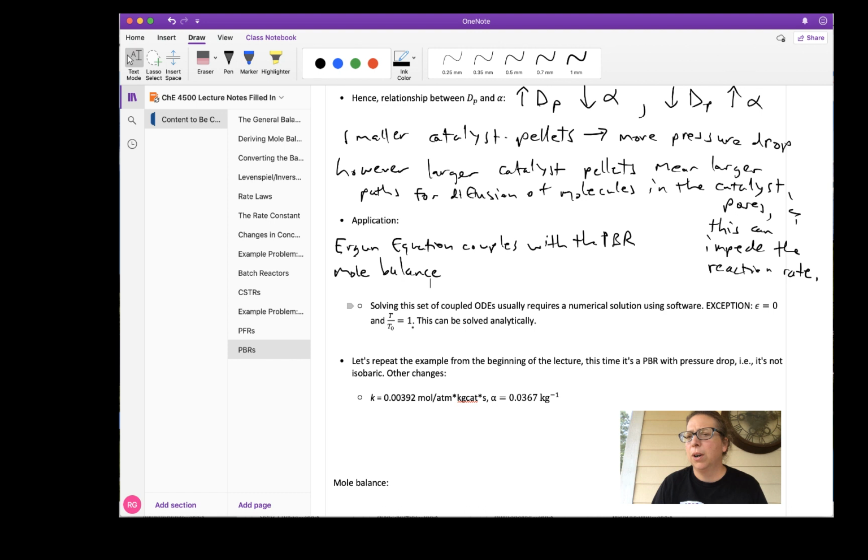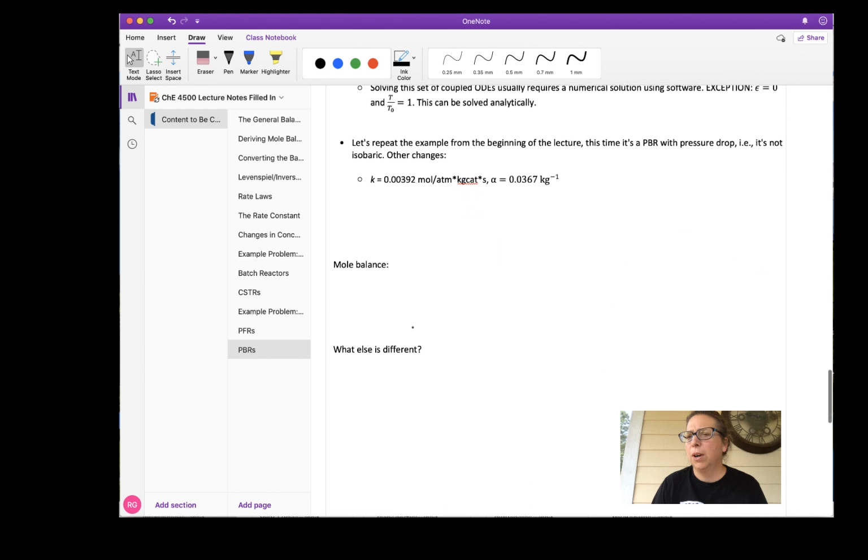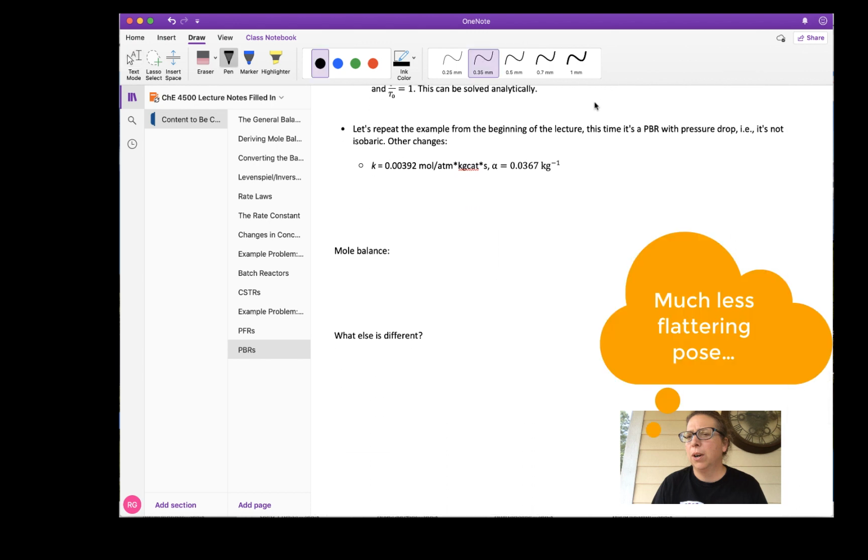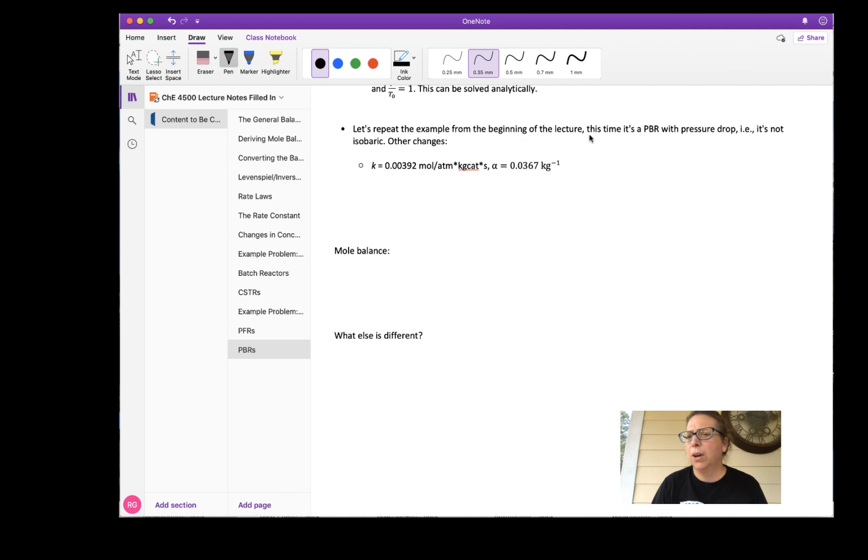Okay, last things for this lecture. Let's practice with it. Let's take the exact same example that we did at the beginning of the lecture. This time we'll assume the reactor is a PBR with pressure drop, so it's no longer isobaric. The only other changes I'm making are changing the units of this rate constant so that we can write our mole balance in terms of dW. And we're also giving you a pressure drop parameter alpha equal to 0.0367 inverse kilograms.